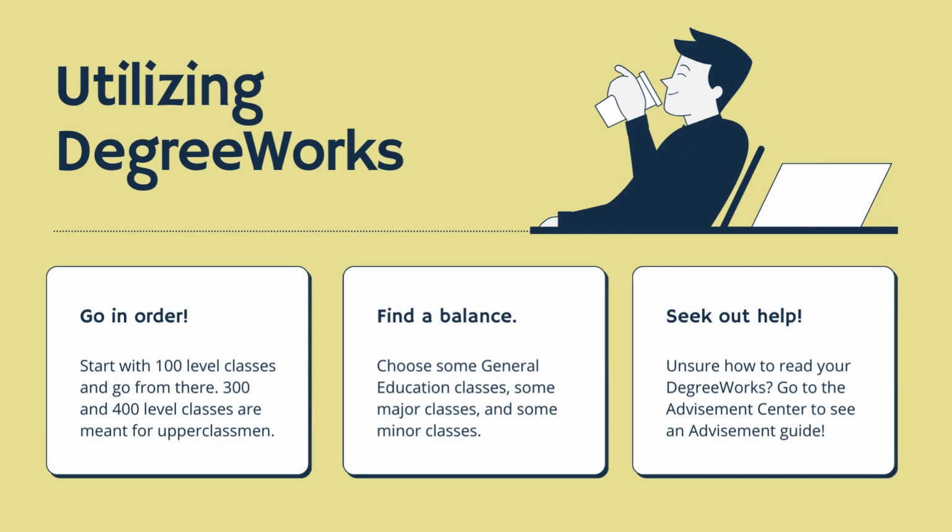Knowing how to utilize DegreeWorks can be vital in your success in registering for classes. So first off, you're going to want to go in order. Start with those 100 level classes and go from there. The 300 and 400 level classes are meant for upperclassmen and not underclassmen. Find a good balance. Choose some of your general education classes, some of your major, and some of your minor classes if applicable. This gives you a good balance of classes for each semester.